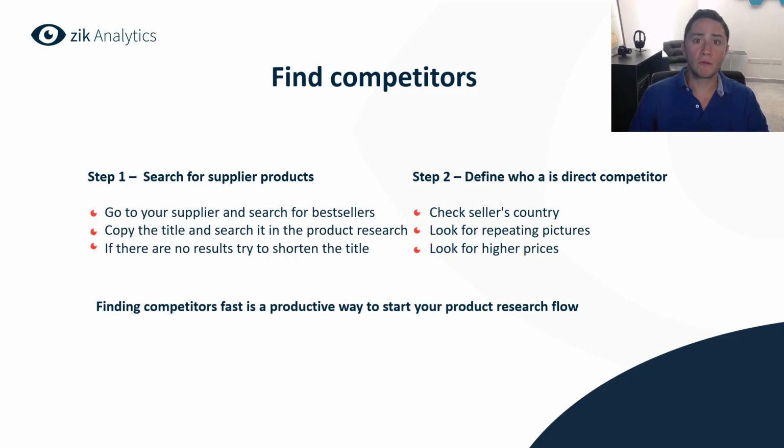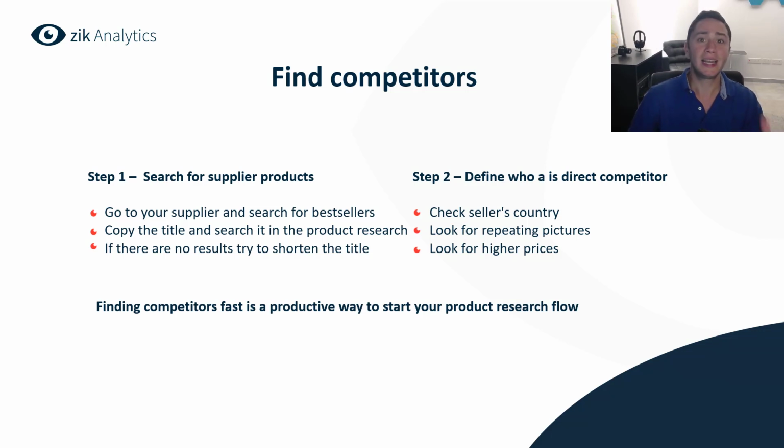I'm going to now move to share my screen and show you how you actually do it. But before, finding competitors fast is a productive way to start your product research flow. Remember, maintaining a healthy competitor list and being able to find competitors fast is super important for your overall product research journey. It will help you to be much more productive, and will give you a lot of product ideas and niche ideas very fast.